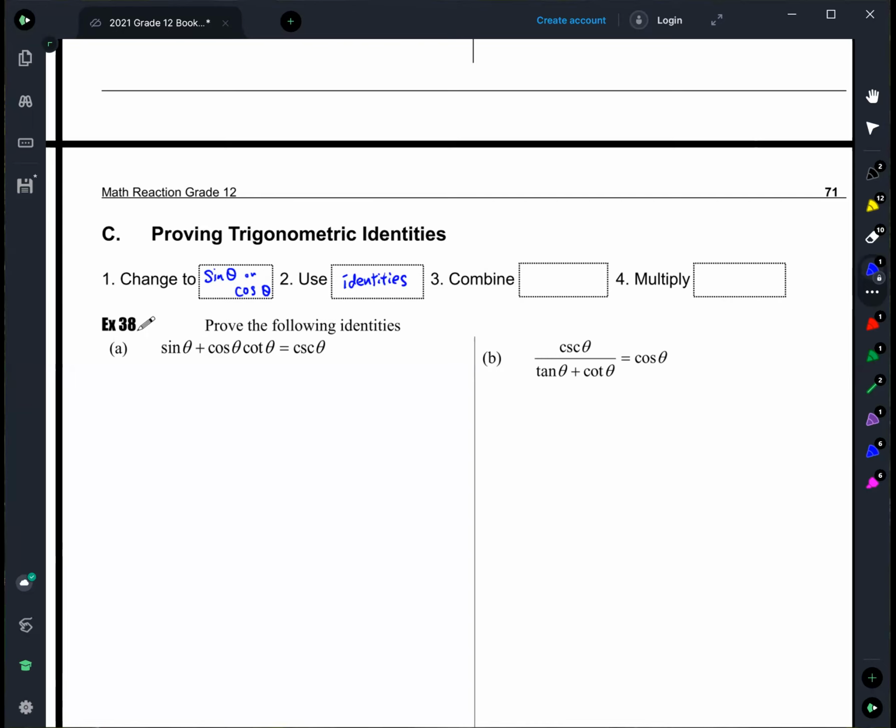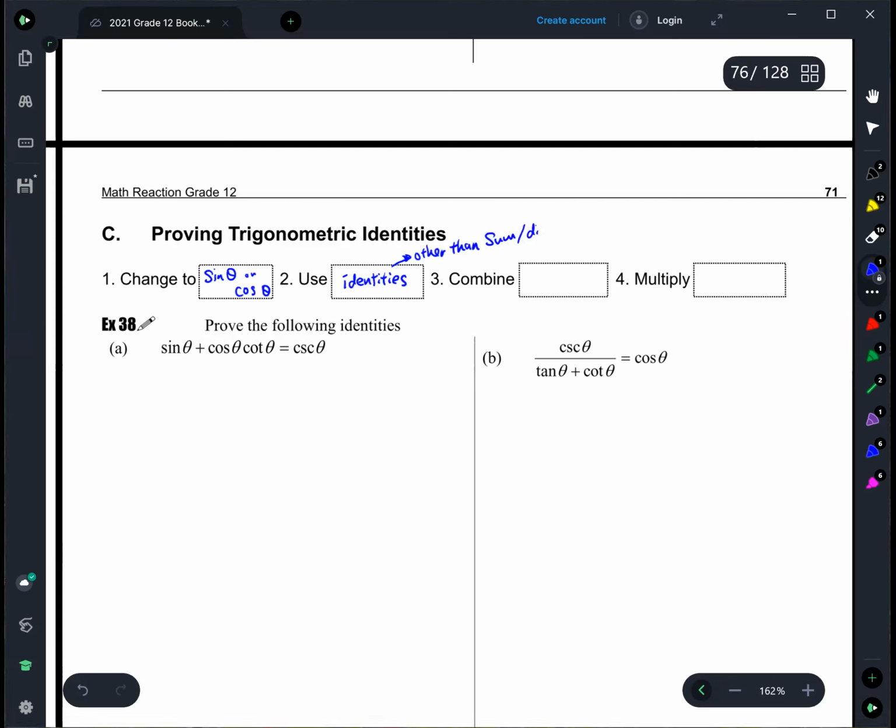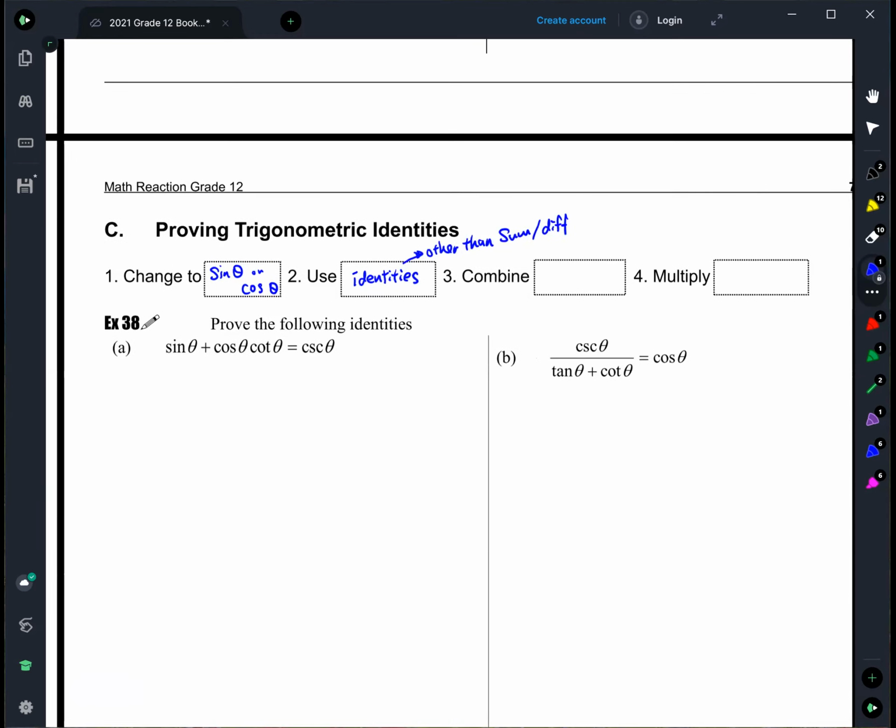Sum and difference, we don't use here, because for sum and difference you need to have 2 different angles, A and B. But in these exercises, they only have 1 angle, theta. So sum and difference, we don't need it. We can write that down: you can use everything other than sum and difference. Number 3 and 4, we'll look at later when we see other examples.